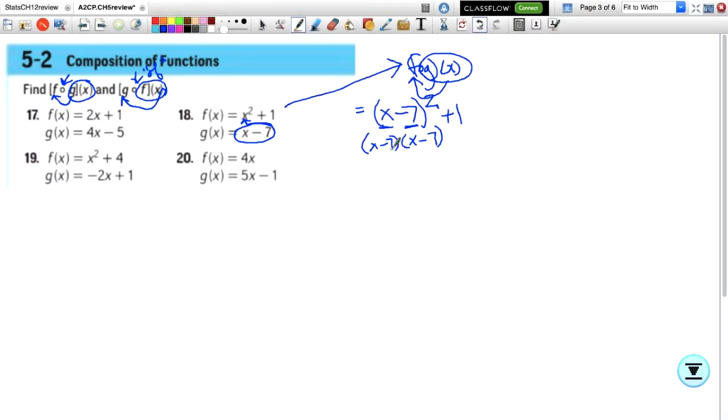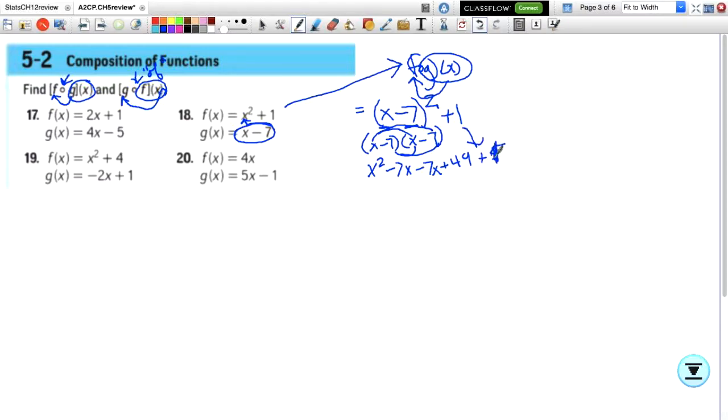Or if you had Mrs. Boyce or Mr. Andreessen, they might have said FOIL. So I'm going to send my x here and here, so I'll end up with an x squared minus 7x. Then I send my negative 7 here and here, so I have another negative 7x, and then negative times a negative is a positive, and 7 times 7 is 49. And I'm going to bring down my plus 1.